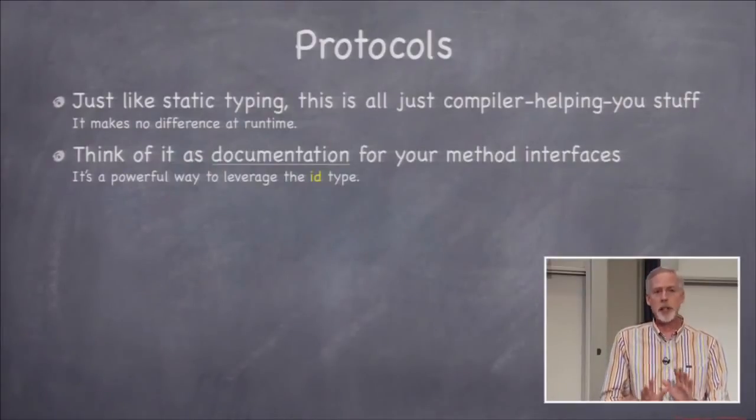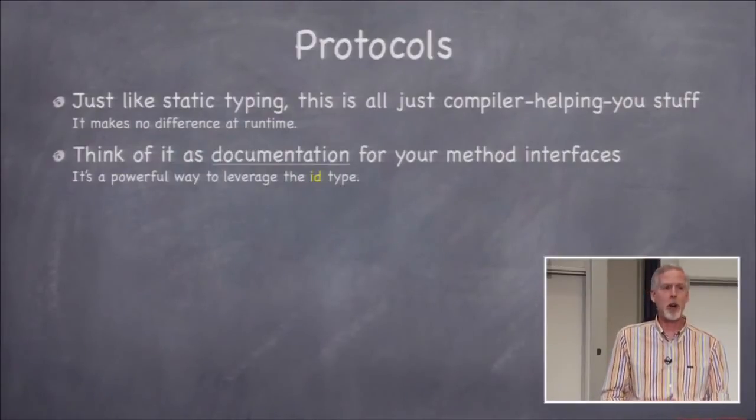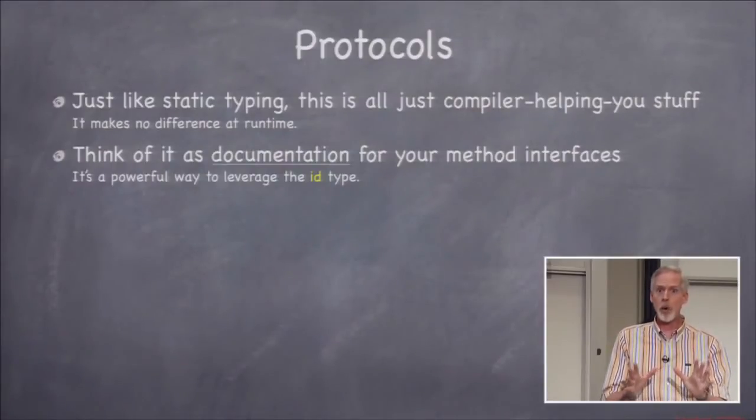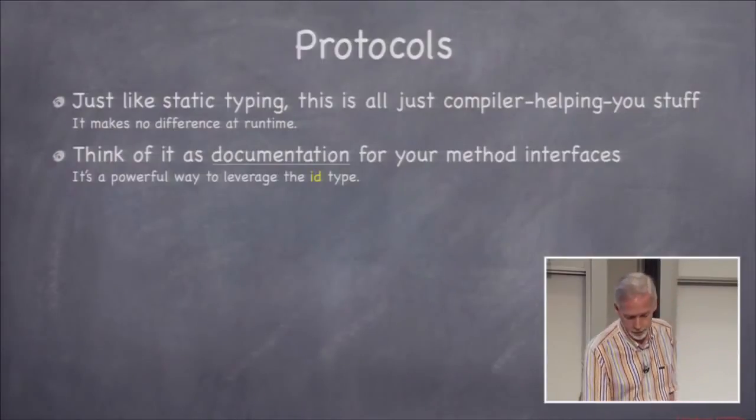No code generation is any different by the compiler because of these protocols. Same thing with NSString star versus id. Exactly the same stuff gets generated by the compiler. It's just that the compiler can warn you because it knows what you intend.